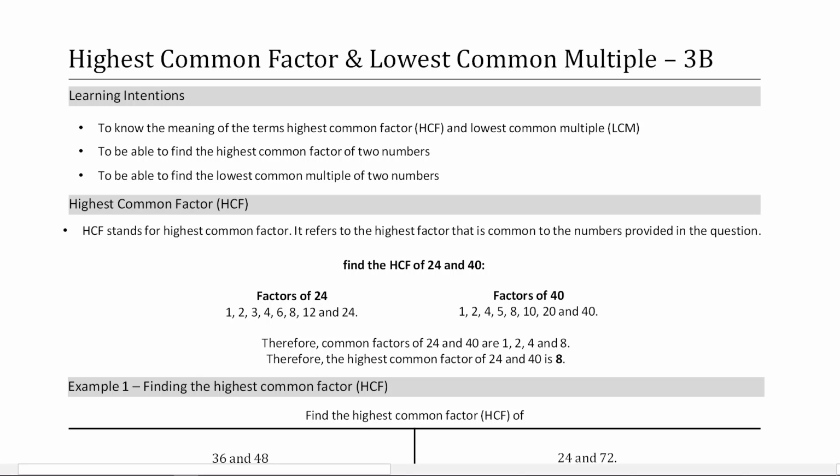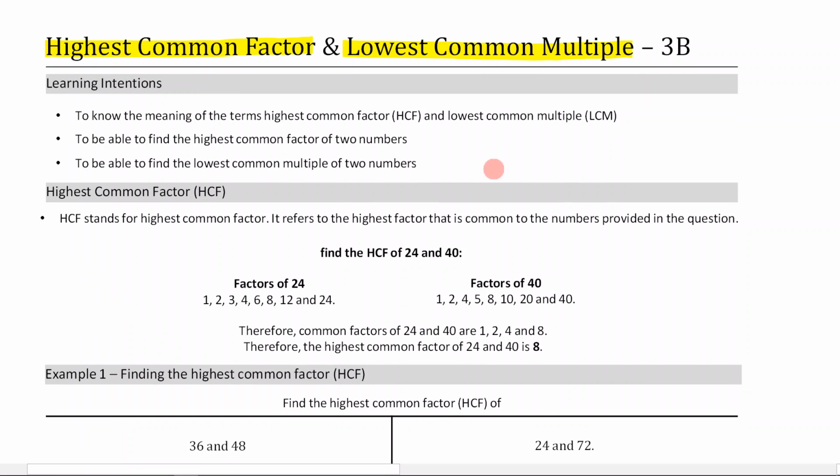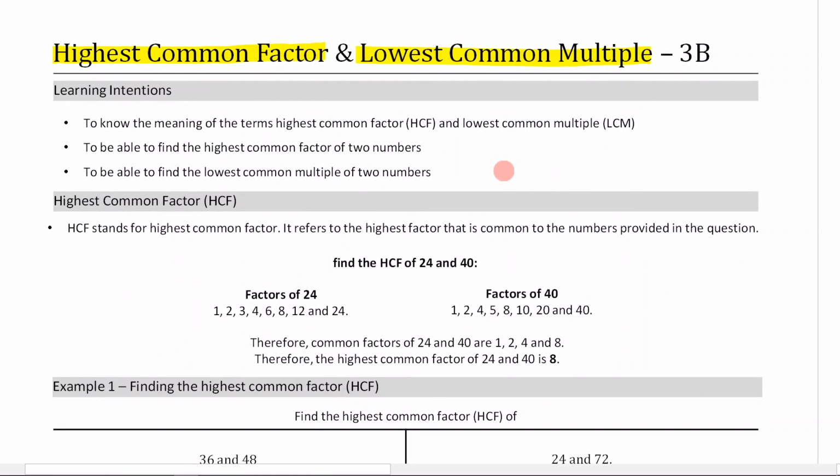Welcome. So in this lesson, we're going to cover highest common factor and lowest common multiple. I'll break this lesson up into two parts. And in this first part right now, we'll go through the highest common factor. So our learning intentions: to know the meaning of the terms highest common factor, HCF, and lowest common multiple, LCM, to be able to find the highest common factor of two numbers, and to be able to find the lowest common multiple of two numbers.